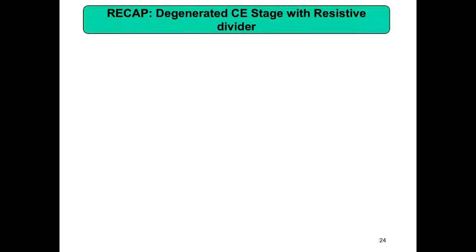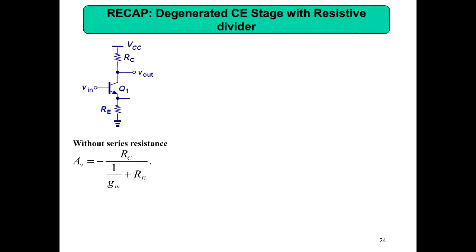Then we have got a coupling capacitor. That capacitor we have connected across RE. Then we again looked at the gain. And then we have got different equations without any series resistance.